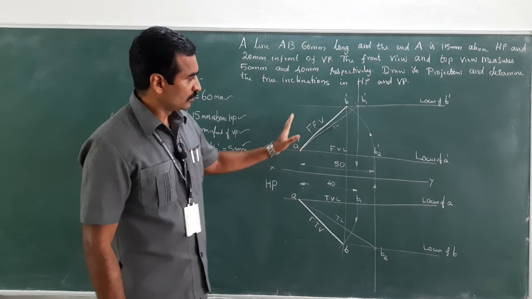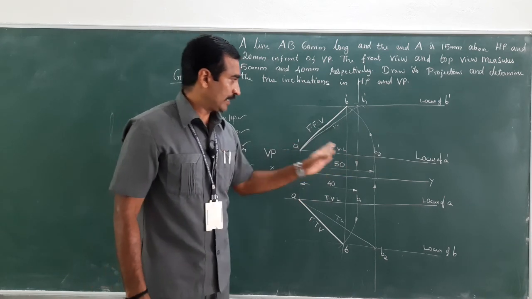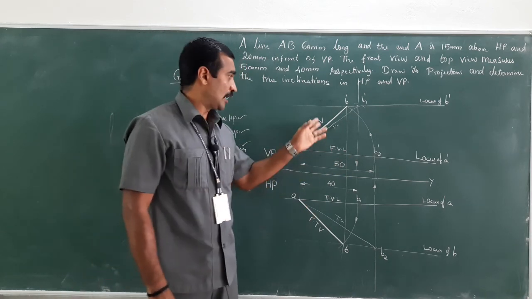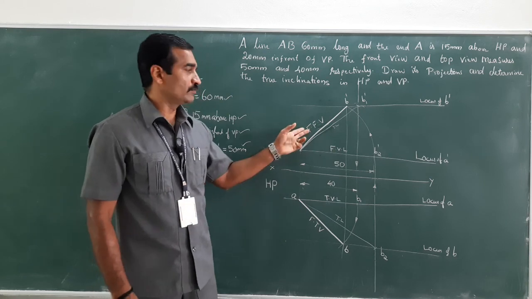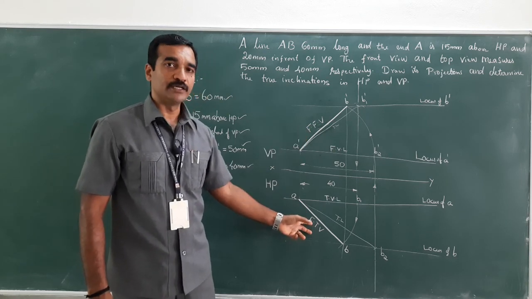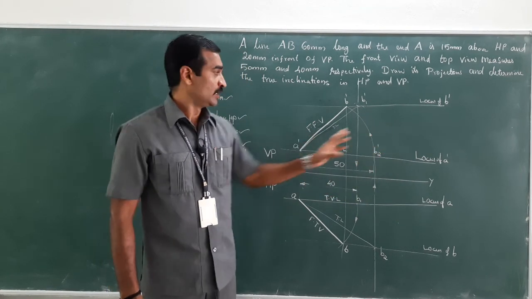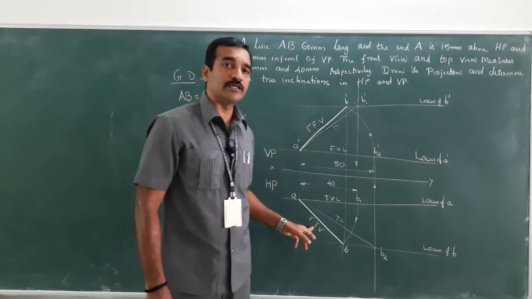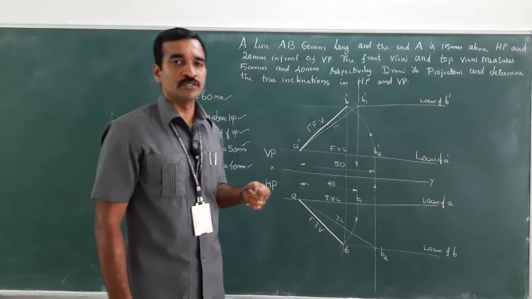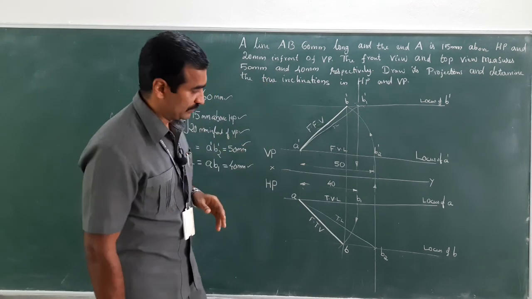Now I have drawn all the construction lines as well as the object lines. Here the object lines are the final front view and the final top view. Rest all are construction lines. You should use only a 2H pencil. For the final front view and final top view alone, you should use an H or HB pencil.